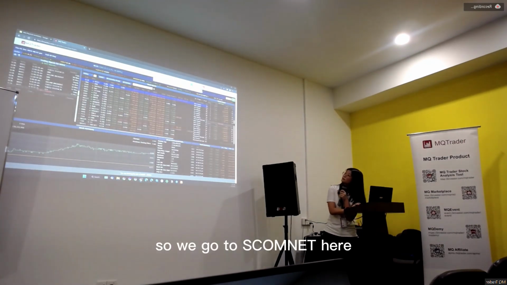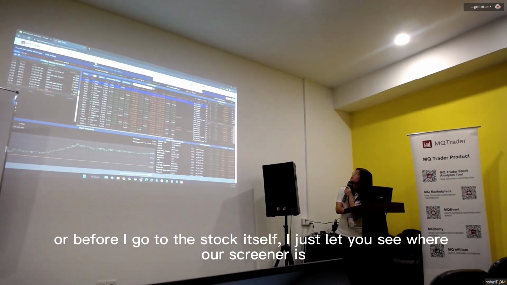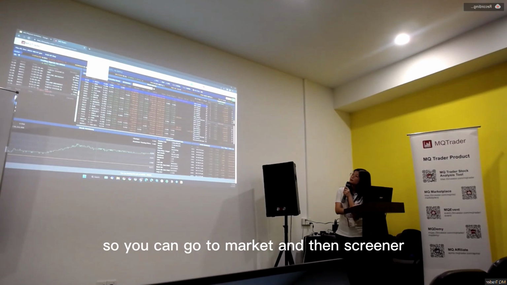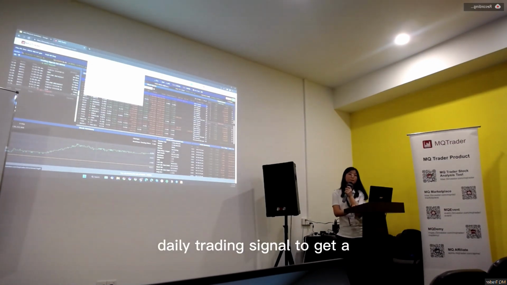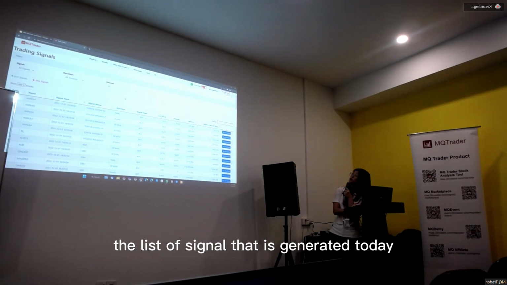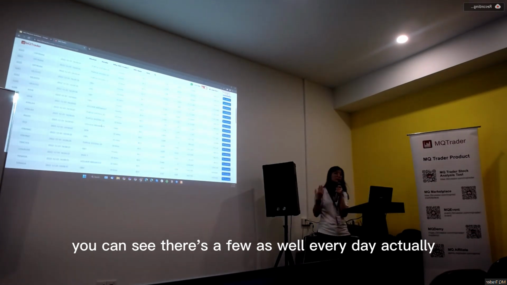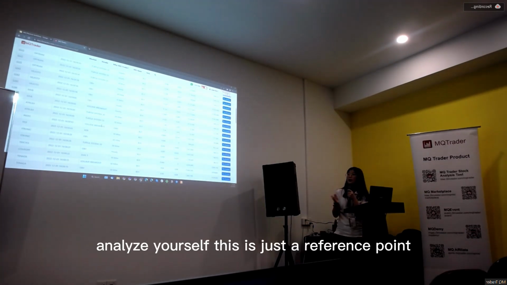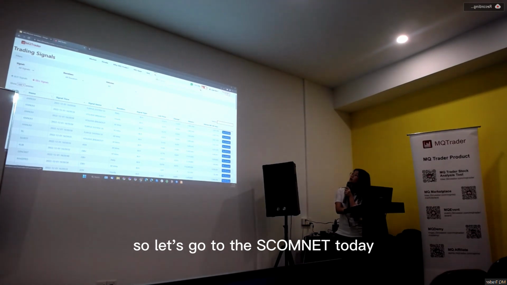So we go to StormNet here. But before I go to the stock itself, I just let you see where the screener is. So you can go to market and then screener, and then you go to daily trading signal to get the list of signals that is generated today. So for today, you can see there's a few as well. Every day actually there's a trading signal, so you have to analyze yourself. This is just a reference point. Okay, so this is how you get the signals. So let's go to StormNet today.